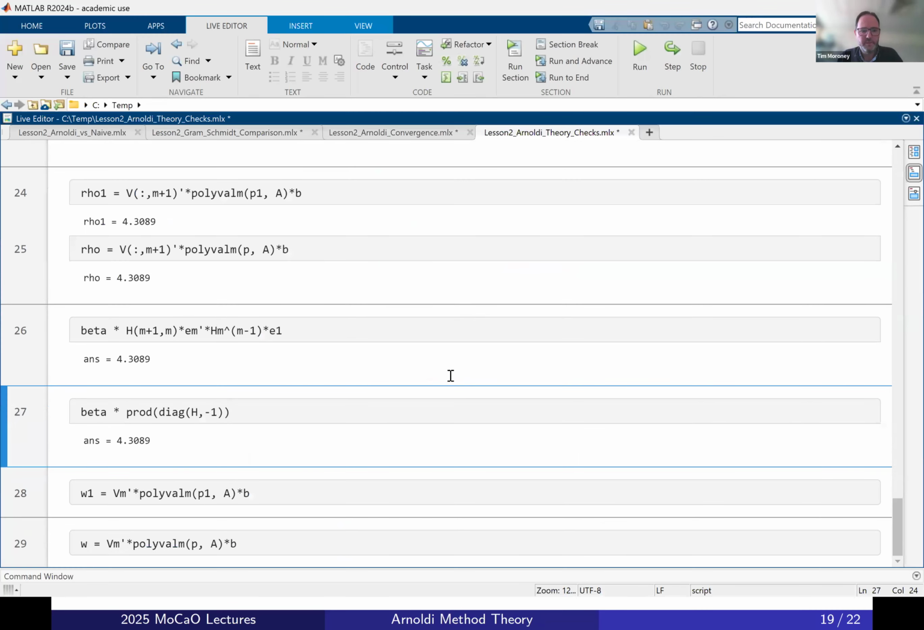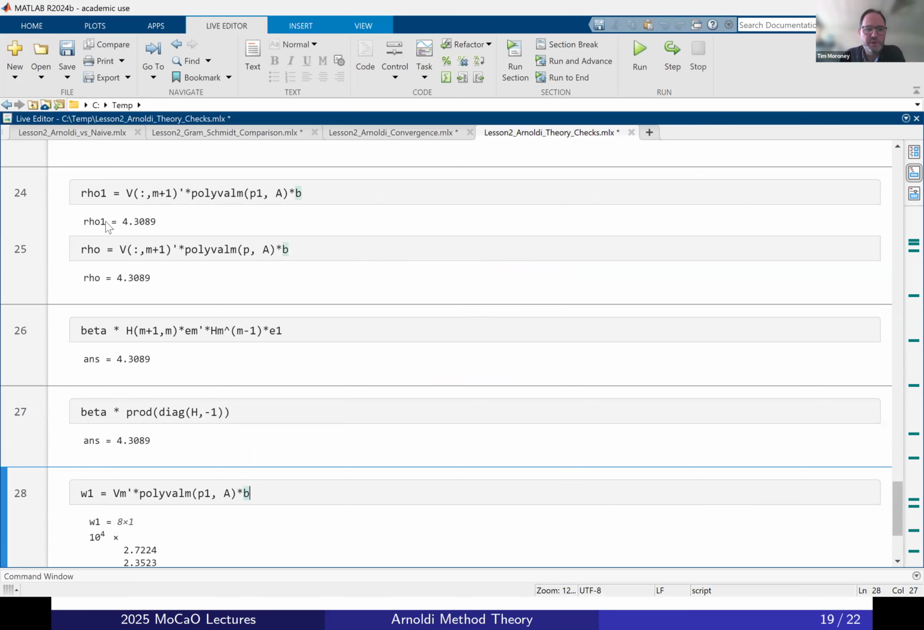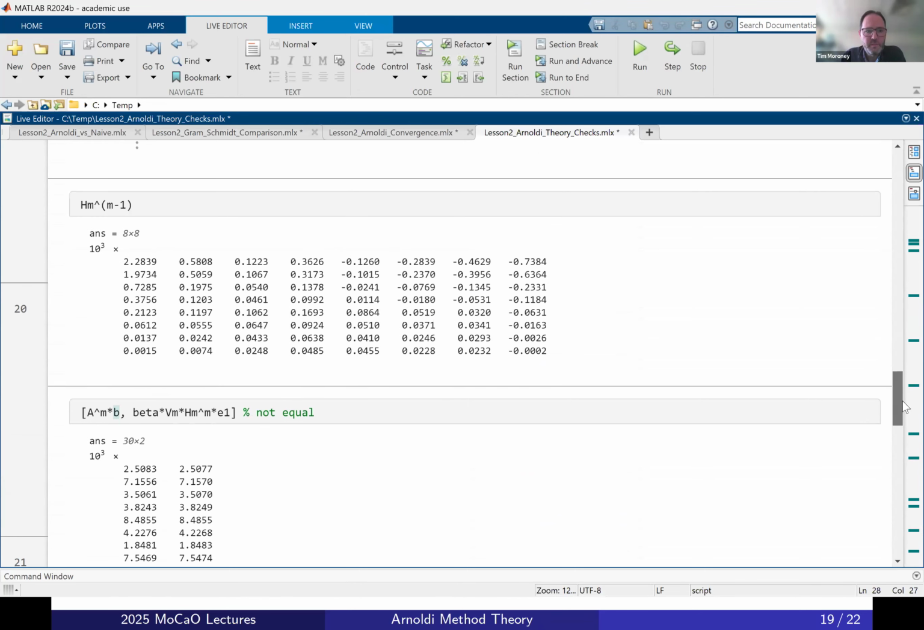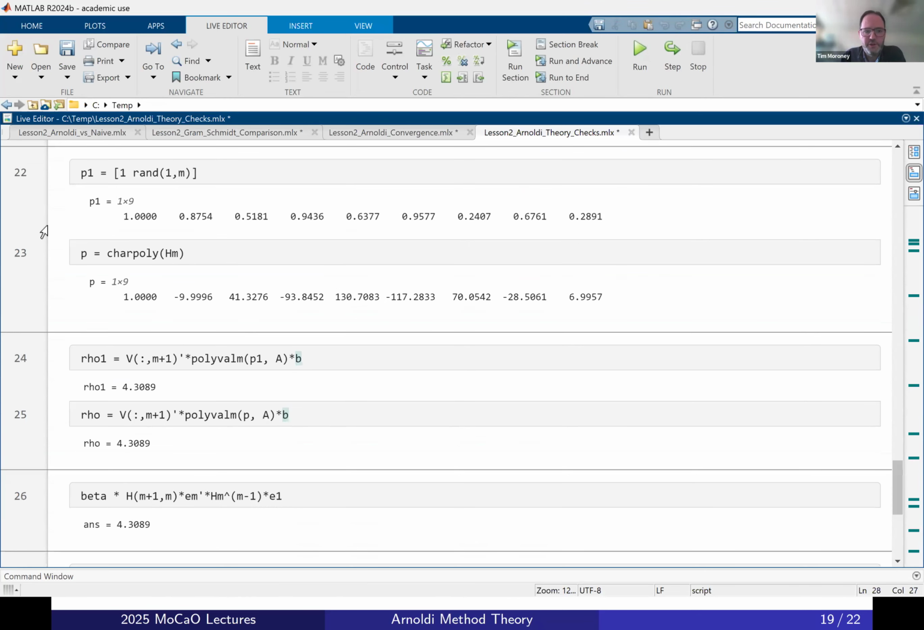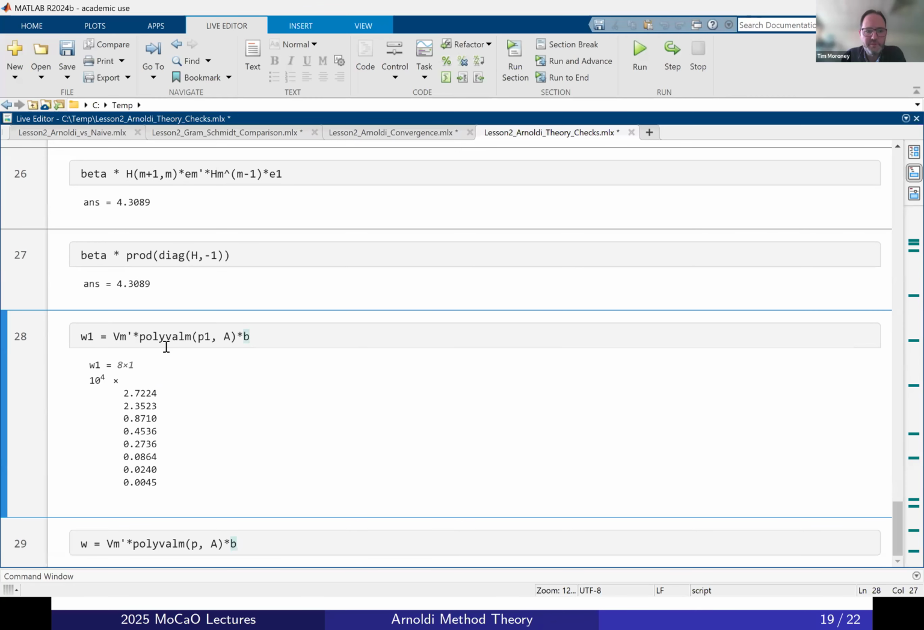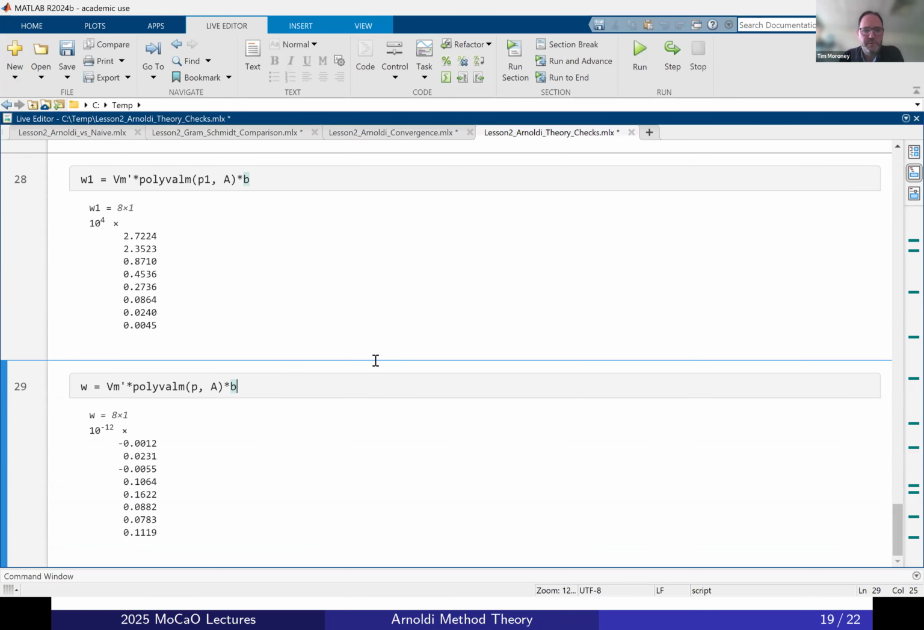And so let's just confirm that over here. Although the row is the same for both of my polynomial choices, the first polynomial just has random coefficients, so it does a terrible job of making this W small. But the second choice was the characteristic polynomial of H, and it makes this W completely zero.